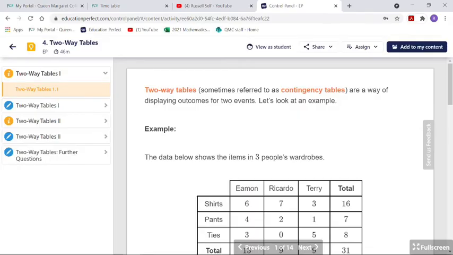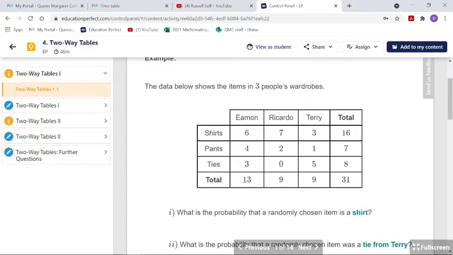Here we go. So the data below shows items in 3 people's wardrobes. So you see this time they have 3 people. Doesn't matter. It's still a two-way table because if you go down here and across there, those two categories lead to an intersection which represents one number. So for example, Ricardo and the number of pants that he has, Ricardo and pants, it goes two ways until you find out that he has 2 pairs of pants. Okay?